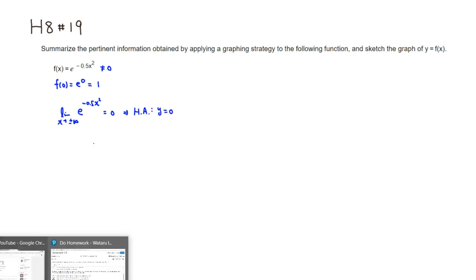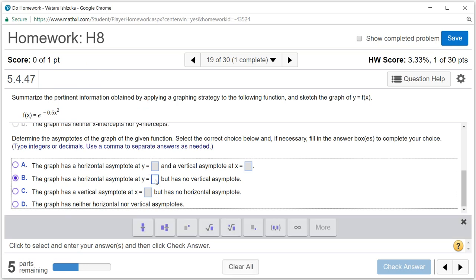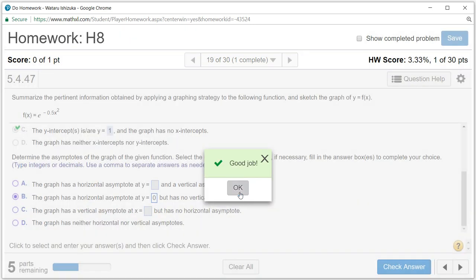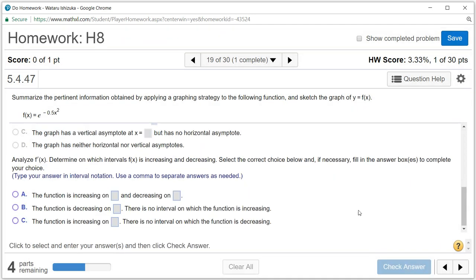Let's see if we can find that. y equals 0 is the horizontal asymptote, but there's no vertical asymptote. Let's check the answer. All right, we got that. Next one, I'll have to hit continue.